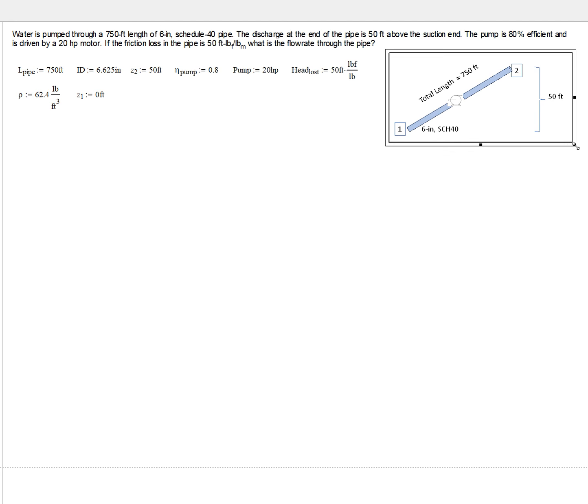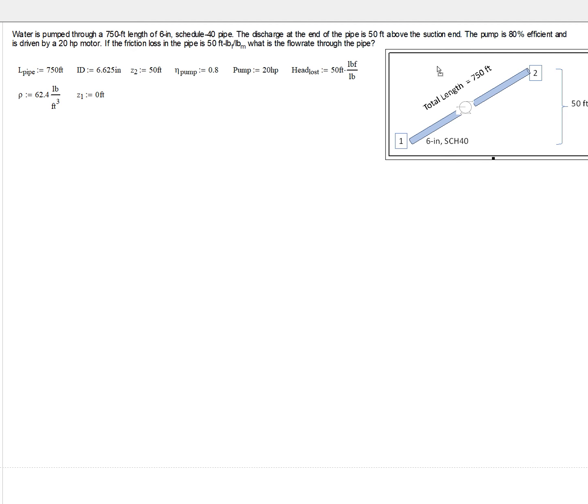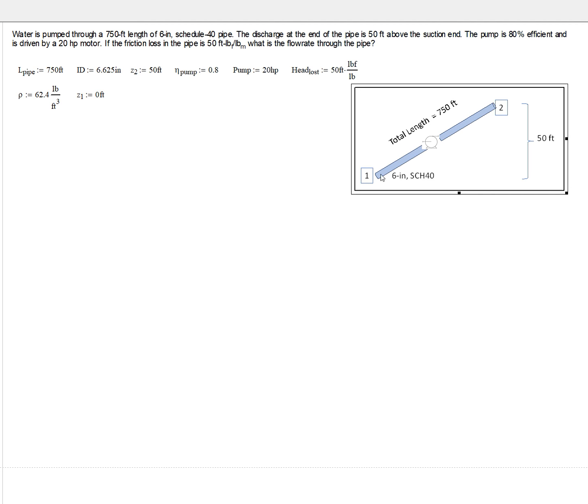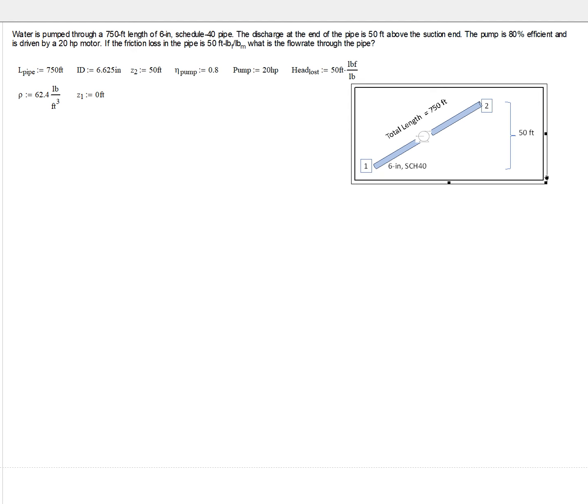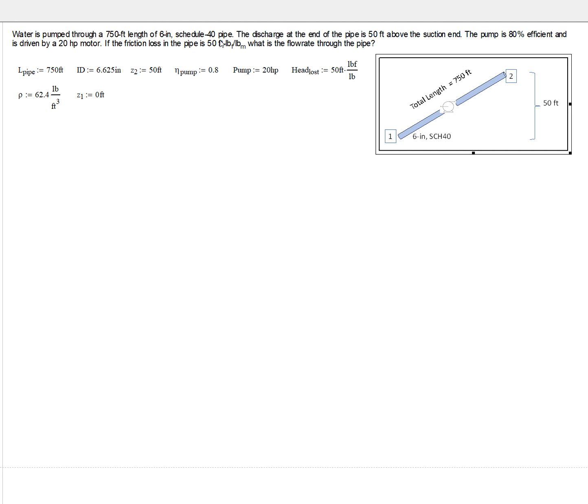So the first thing I've got here is a relatively crude schematic of our system. It's just showing that we have an inlet section, an outlet, and there's a pump somewhere in between. It's constant diameter, inner diameter. It's 6-inch Schedule 40 pipe. And we're told that the elevation difference between the inlet and outlet is 50 feet. Notice that we aren't told anything about any kind of bends or anything. The frictional losses are given to us as 50 foot-pounds force per pound mass.